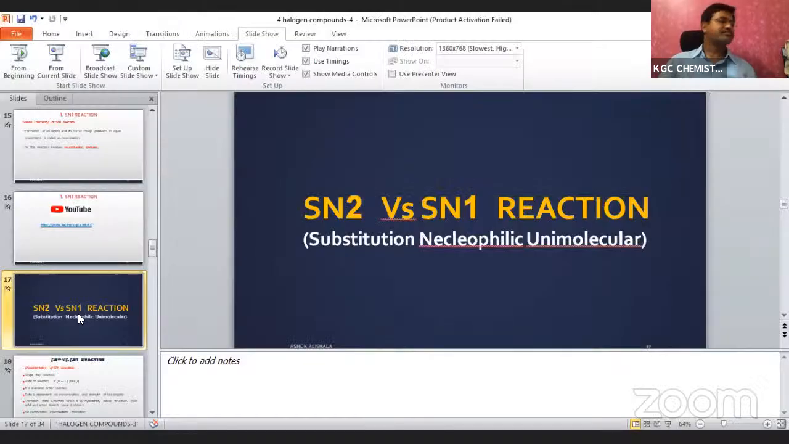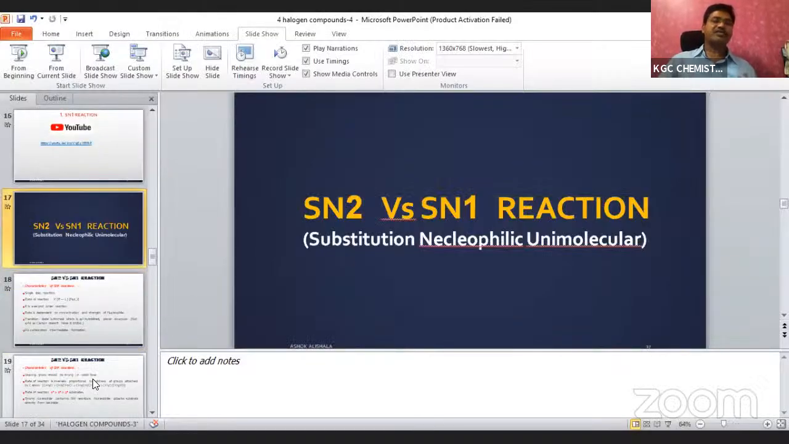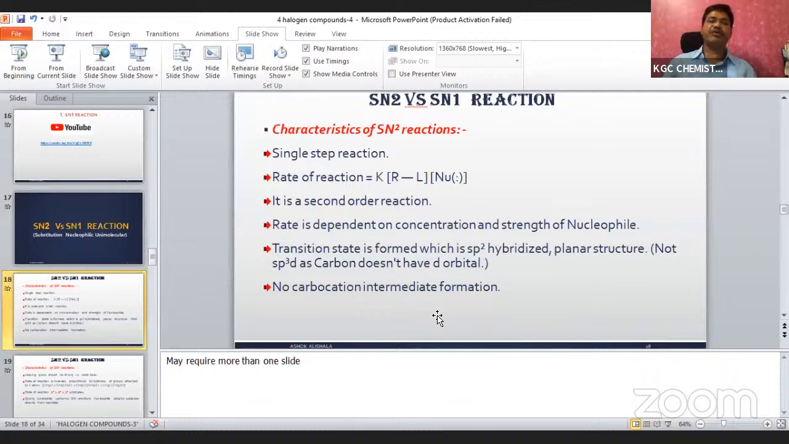Now let us see this one. What is SN2 versus SN1? SN2 versus SN1. Let us see, these differences are very important. Characteristics of SN2 reaction. What are the characteristics of the SN2 reaction?